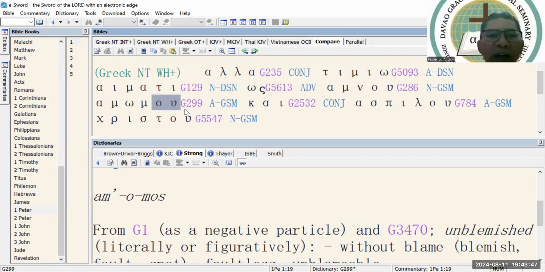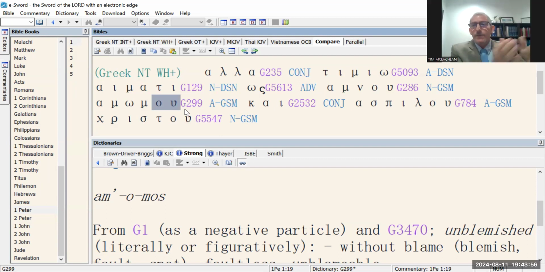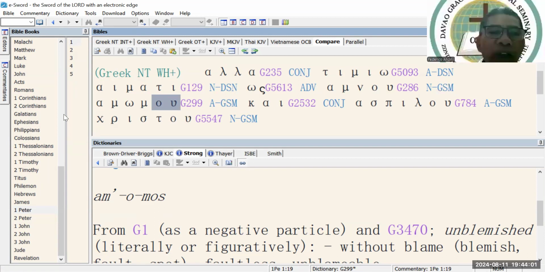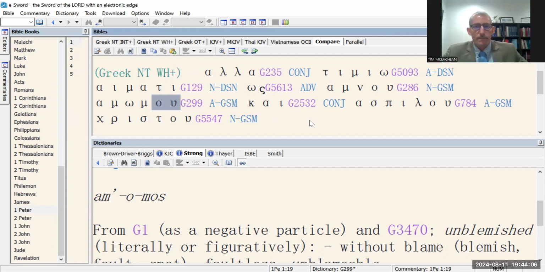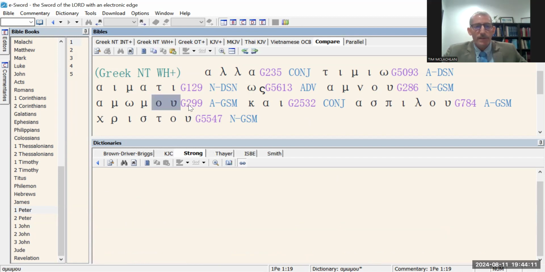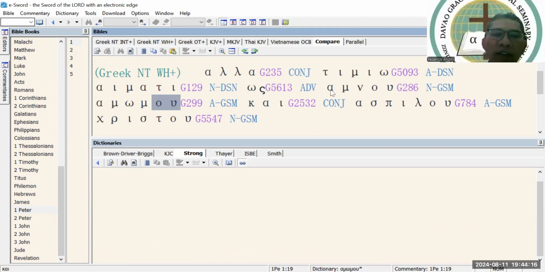But my question, Pastor Tim, is that we are just using a prefix here, am I right? Suffix. A prefix would come beforehand, and the suffix is at the end of it. So this ou is a suffix. Yeah, the omicron upsilon, that's the suffix for the genitive, singular, masculine. Okay, I thought that we put here.